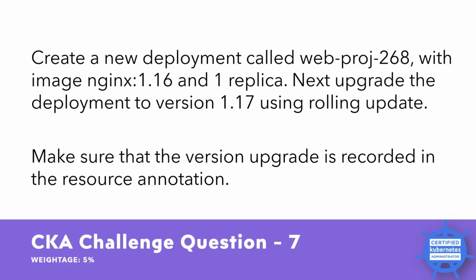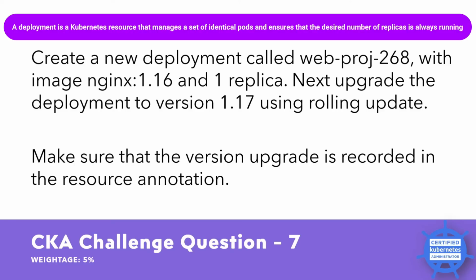This question is related to the process of deploying and updating containerized applications in the Kubernetes cluster. Specifically, it asks you to perform the following tasks. Create a new deployment using the name web-project-268. The deployment should use the container image nginx with the tag 1.16 and have only one replica.